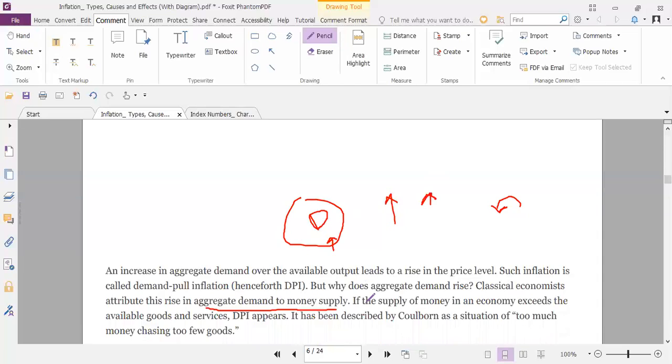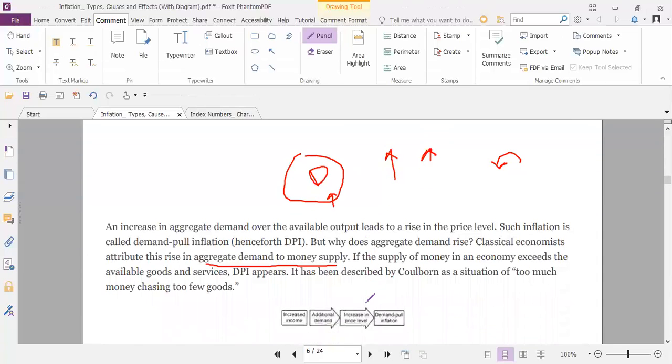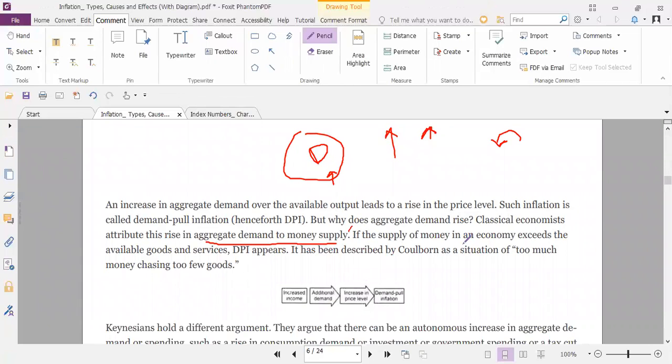So if the supply of money in an economy exceeds the available goods and services, this thing you should remember, this is the cause for inflation. Just an increase in the supply of money will never lead to an inflation problem if it is accompanied by an equal increase in the production of goods and services. But inflation will arise only when the supply of money in an economy exceeds the available goods and services. Then this problem of inflation will arise.